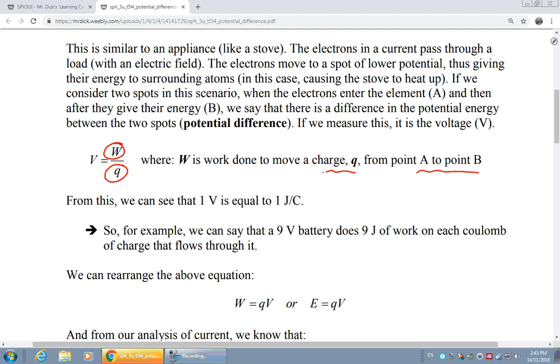If it was something like a load, like our stovetop that we mentioned before, that would actually be doing negative work. It would be decreasing the energy by 9 joules for each coulomb of charge that flows through it. That's what volts means. It's joules per coulomb, the number of joules of energy that are either given from a source or taken away by a load for each coulomb of charge that passes through that source or that load.